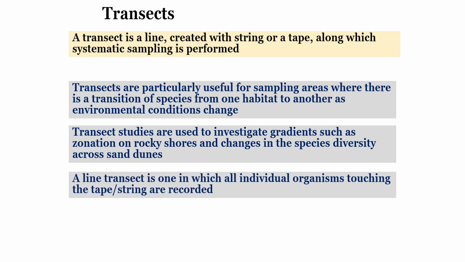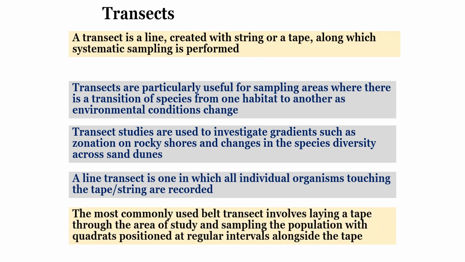So there are different types of transects: line transects and belt transects. A line transect is one in which all individual organisms touching the tape or string, the line, are recorded. Belt transects involve laying a tape through the area of study and sampling the population with quadrats positioned at regular intervals alongside the tape.